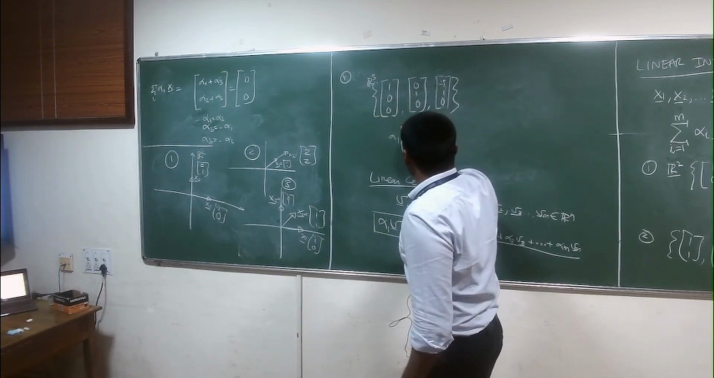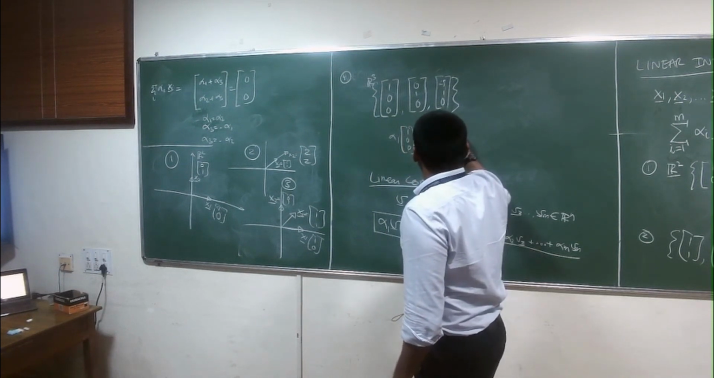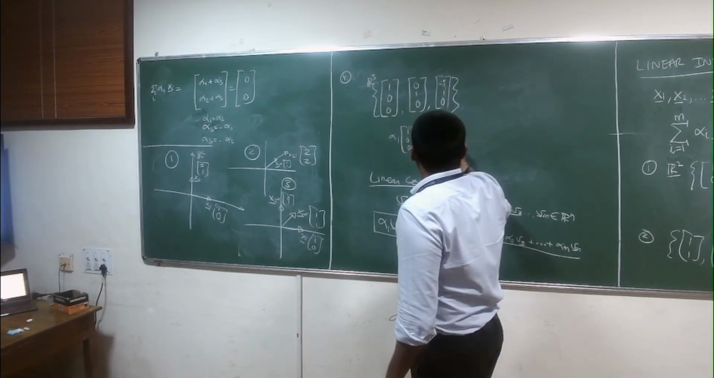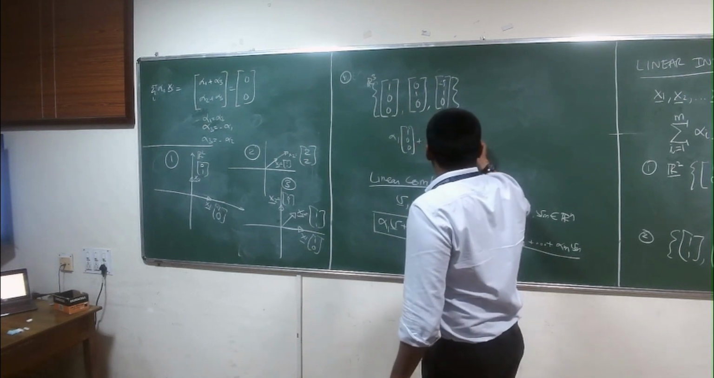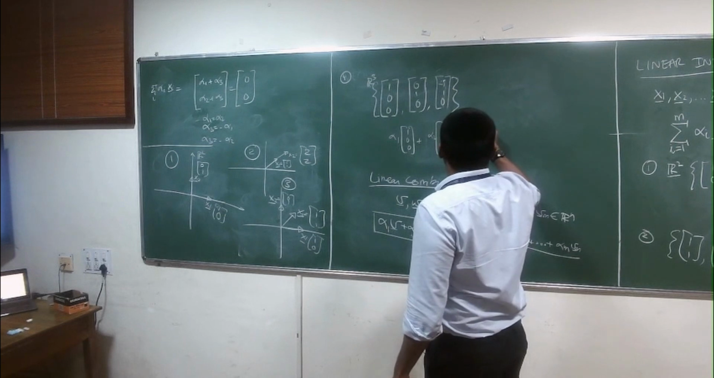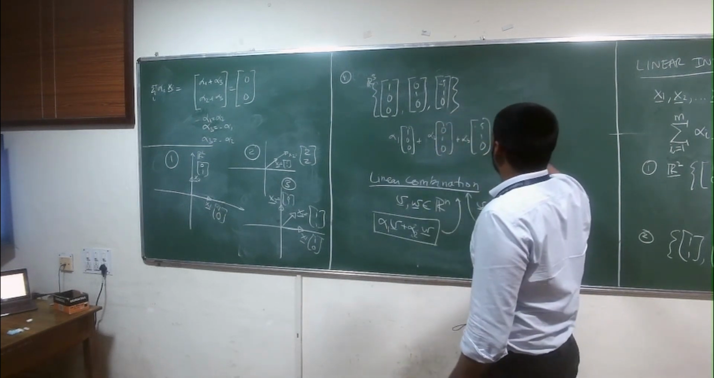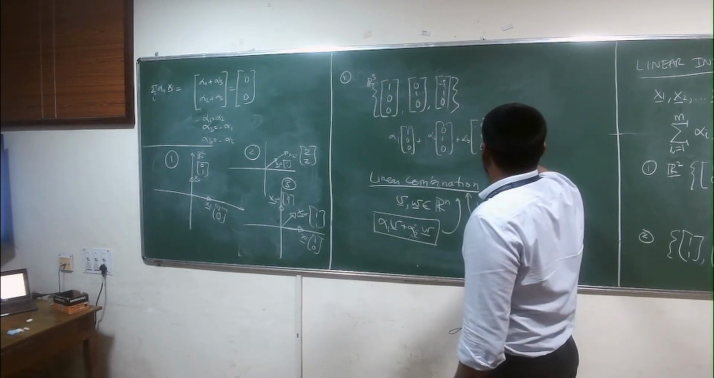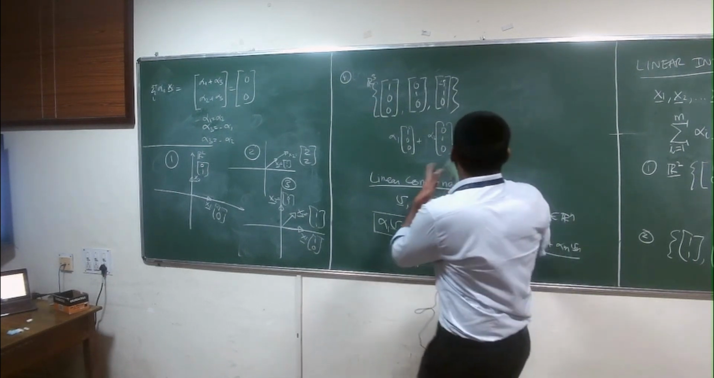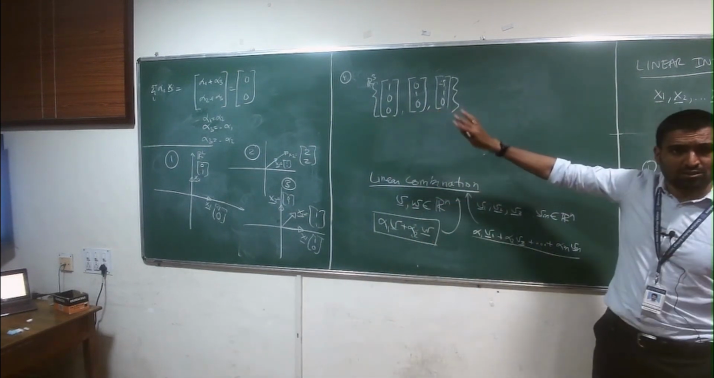Or another trick here is if you express the linear combination, alpha 1 times (1, 0, 0), alpha 2 times (0, 1, 0), and alpha 3 times the third vector. No, sorry, I was thinking something else. Okay, so that's clear.